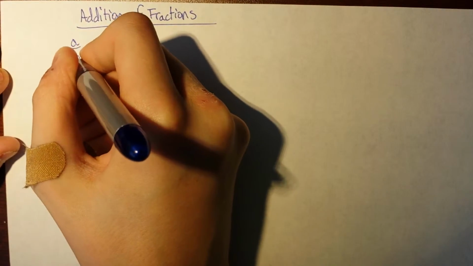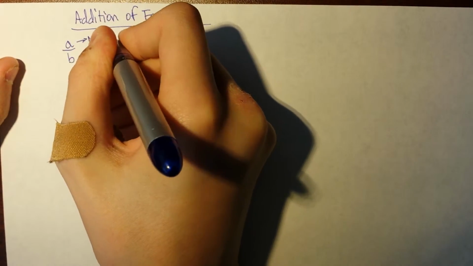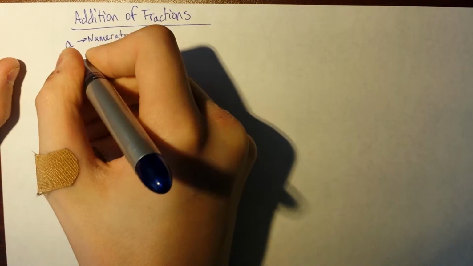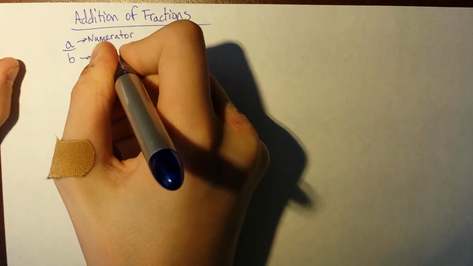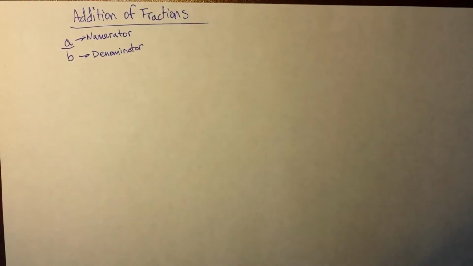Hello and welcome to Math Tutorials, and in this tutorial we have addition of fractions. So let us review our previous lesson. The international way to write a fraction is a over b, with a being the numerator and b being the denominator. So this is how I will refer to them in this video.